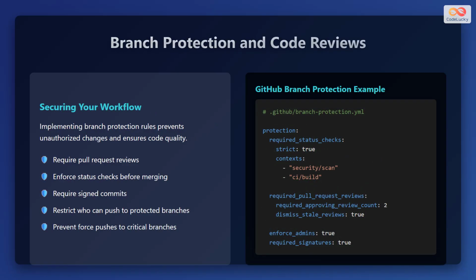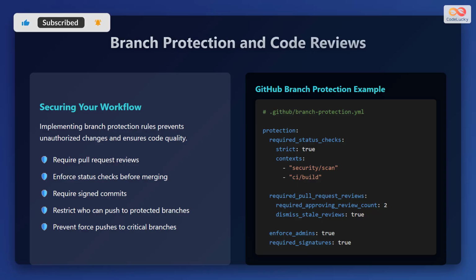Let's move on to branch protection and code reviews for securing your workflow. Implementing branch protection rules prevents unauthorized changes and ensures code quality. We can require pull request reviews, enforce status checks before merging, require signed commits, restrict who can push to protected branches, and prevent force pushes to critical branches.